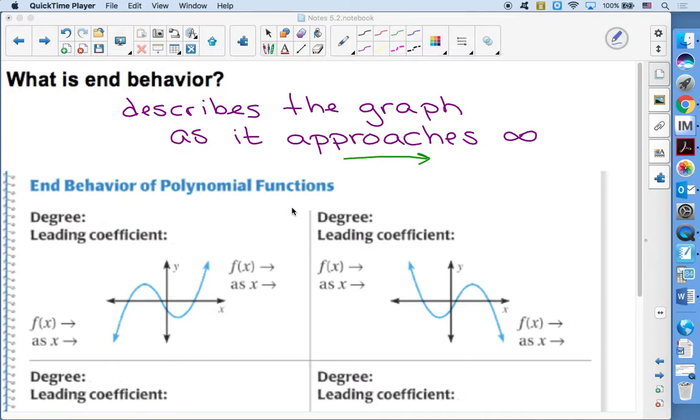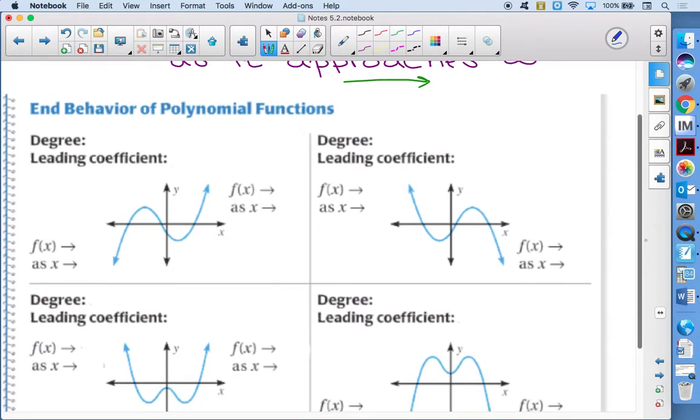Are they all the same? All right, so let's look at these four graphs. In these graphs, I'm going to change it a little bit to make it seem less confusing, because the notation is kind of weird.